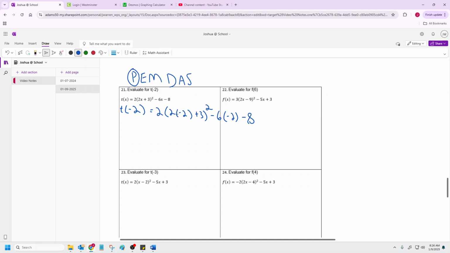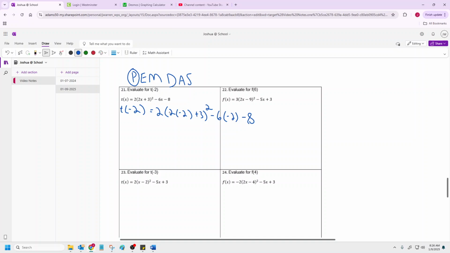My -2 is inside parentheses, but there's nothing else going on. What you're going to do is ignore anything outside and look inside. Can I do anything inside this parentheses? The answer is no. So now I'm going to move outside those parentheses. Check out this second set of parentheses. You're going to always start on the inside first and work to the outside. In these parentheses, I'm going to ignore the exponent, but I'm going to look inside. I have 2 times -2 plus 3.